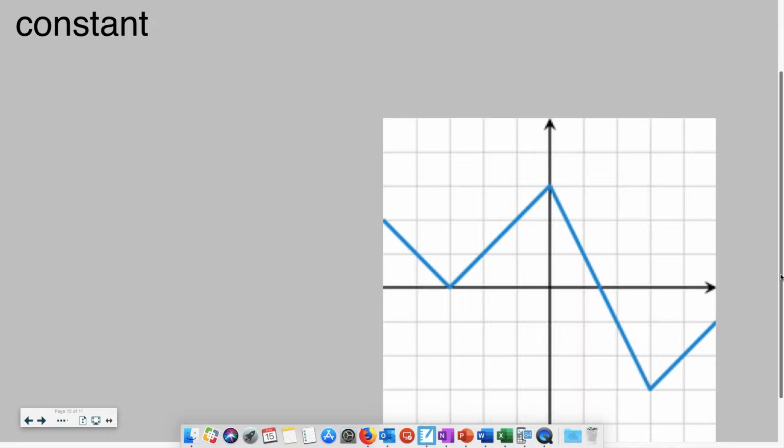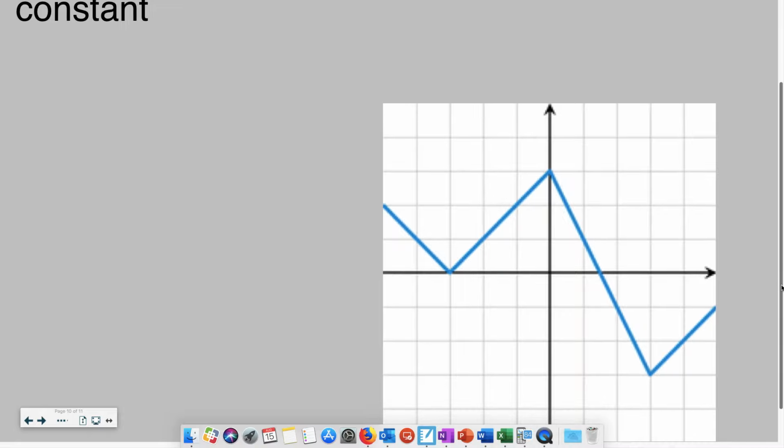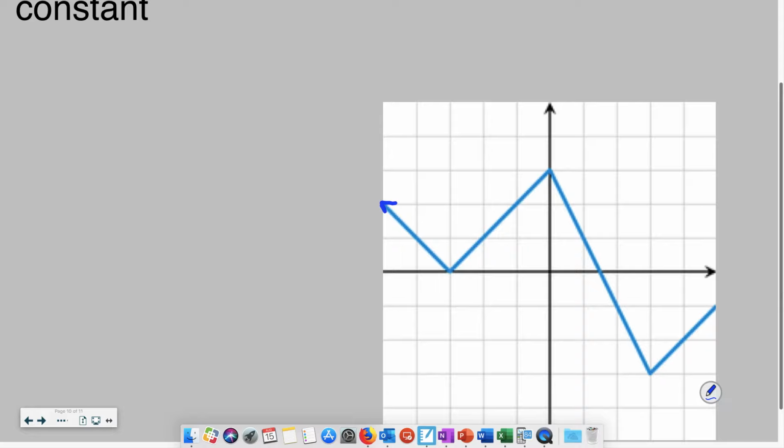So if you want to take 1 minute and sketch it down for me. And we're going to put arrows on here. Okay? From left to right, are our y values getting bigger, or are they getting smaller? Okay. So we are going to identify the pieces of the domain that are increasing and the pieces of the domain that are decreasing.